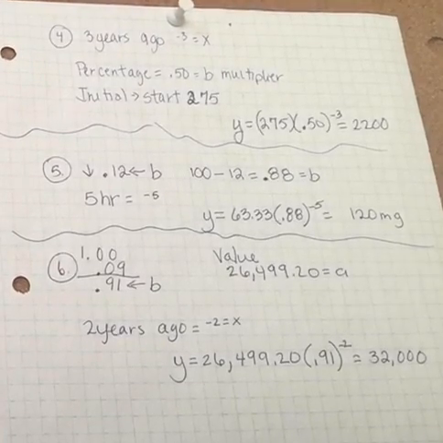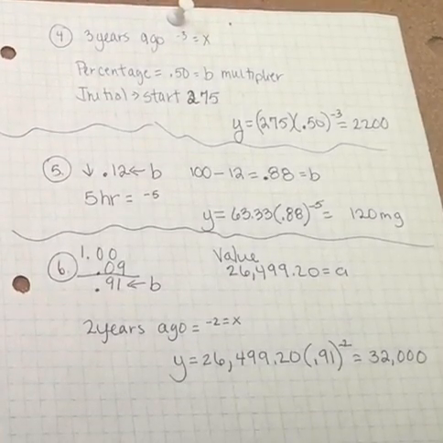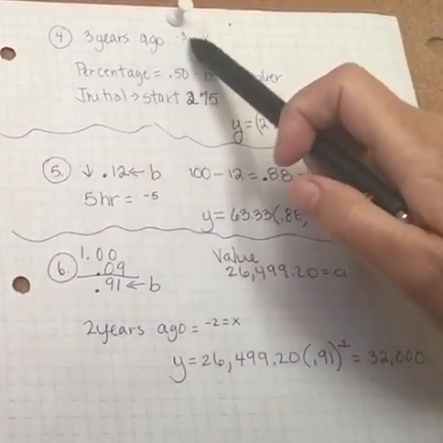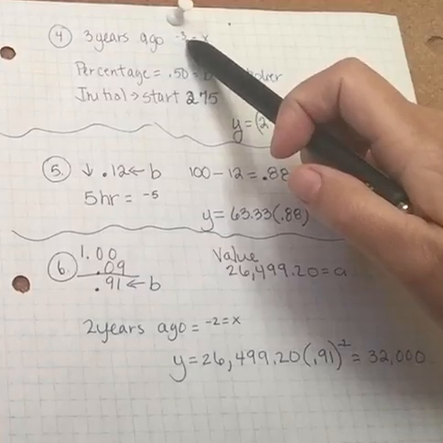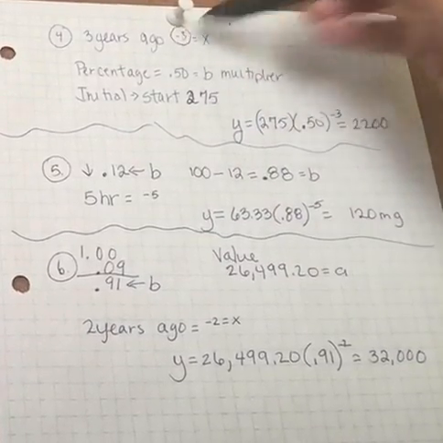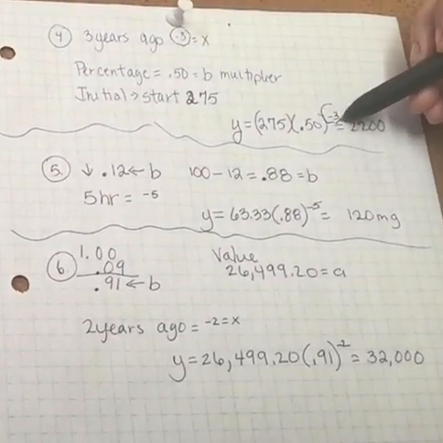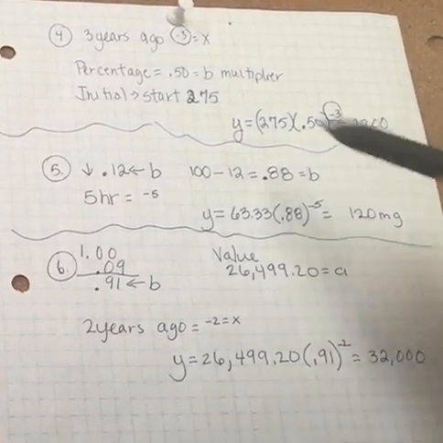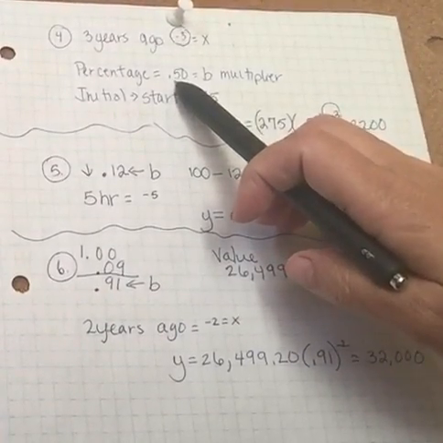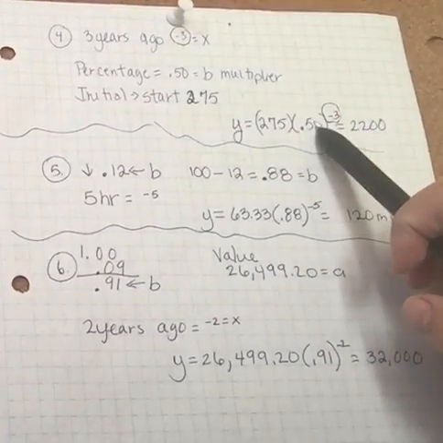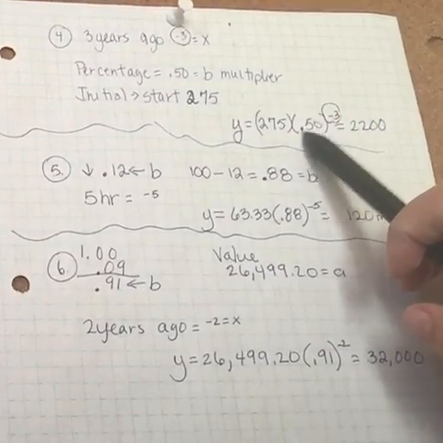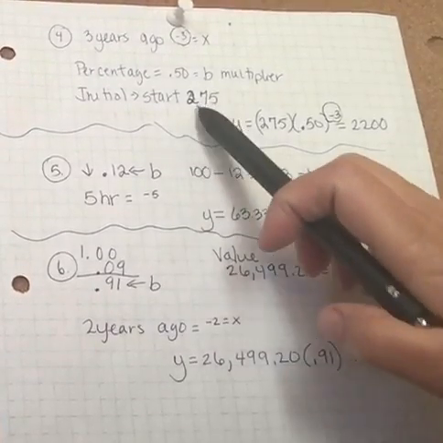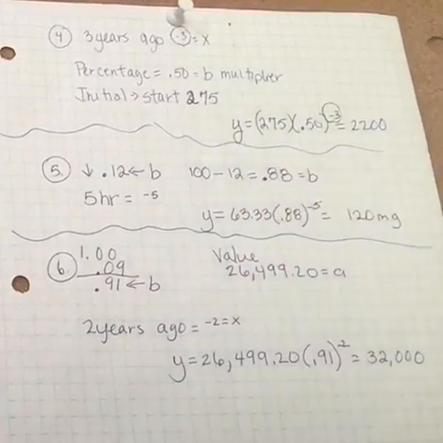Okay, so this one's harder to do. So first thing is 3 years ago. This is going to be -3. So that exponent is a -3. That changes the problem a lot. You would subtract this from 1, but it's still going to end up being 0.5. So in this case, if it's 50, it's still going to end up 50. So you could put that multiplier there. And then your initial value was 275.